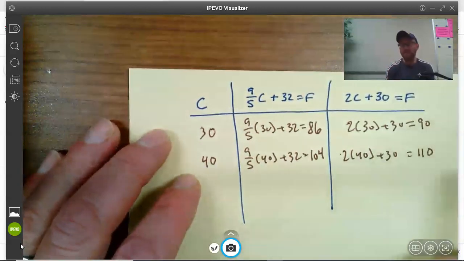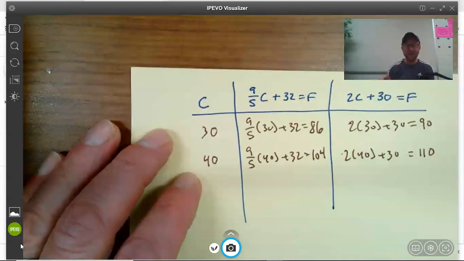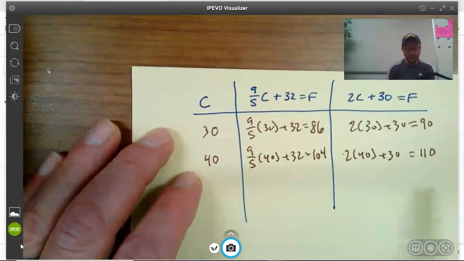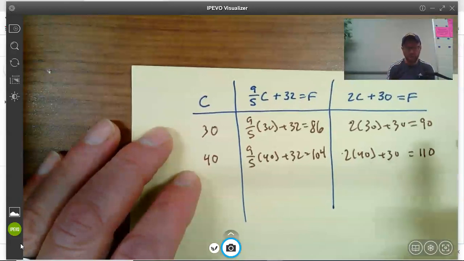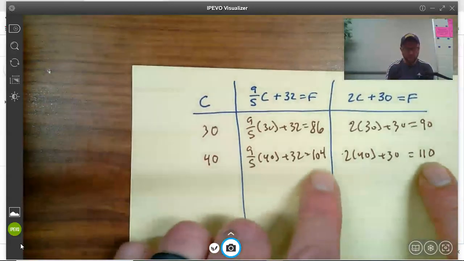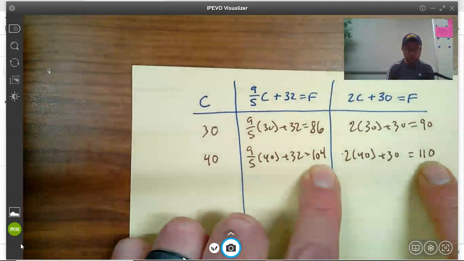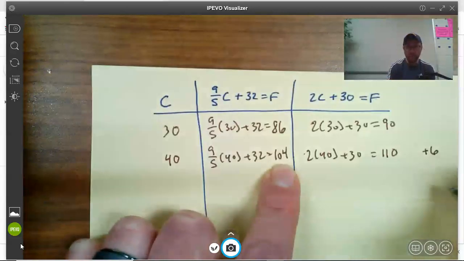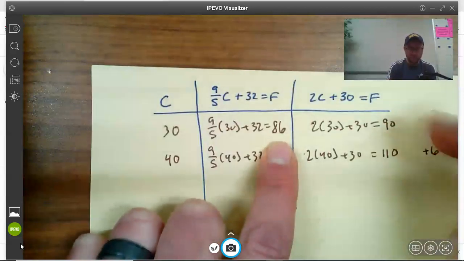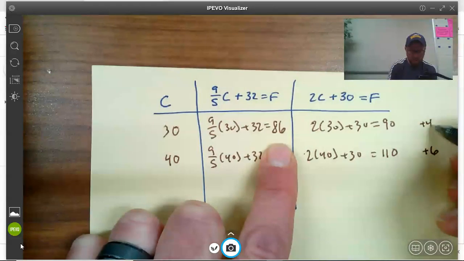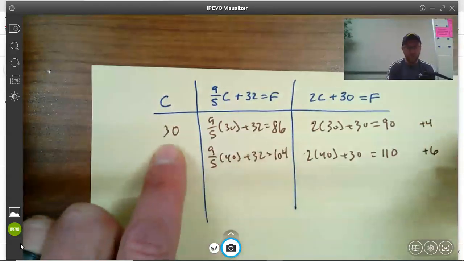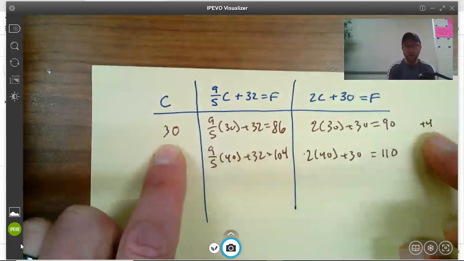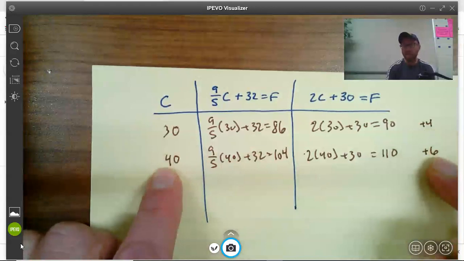There is another way that might be less work if you can figure out how to do it. I will point out here, notice that from 104 to 110, we have an extra 6 degrees. But here from 86 to 90, that's an extra 4. So at 30 degrees, our estimate is a little bit more accurate than at 40.